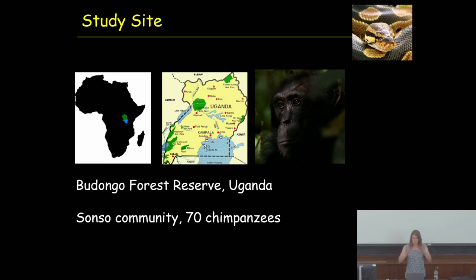Okay, so taking those criteria and trying to apply them to the chimpanzee alarm calling system, we did this work in the wild in the Budongo forest in Uganda. We were working with the Sonso community, which at that time numbered about 70 individuals.